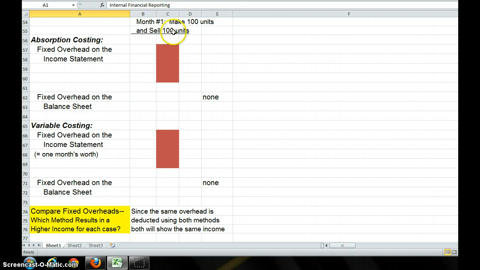If we make the same number of units that we sold, 100% of the fixed overhead will be inside of units that were sold. 100% of that fixed overhead amount will be in cost of goods sold and deducted out on the income statement. Under variable costing, 100% of the month's fixed overhead is deducted out as kind of a period cost on the income statement. The deductions for fixed overhead on the income statement are the same. Therefore, the bottom line incomes under both methods will be the same.